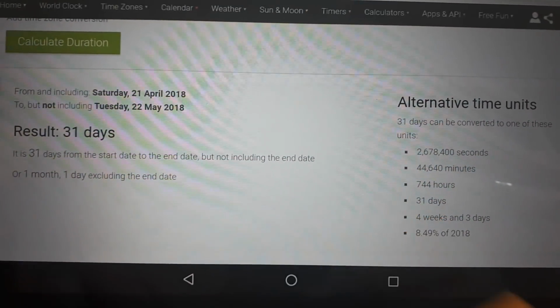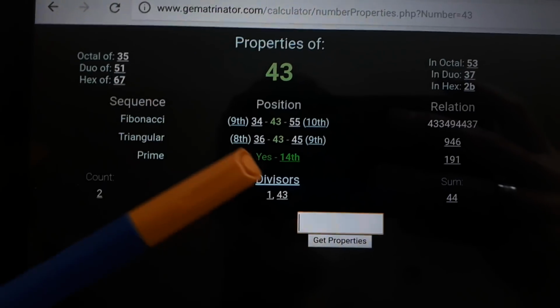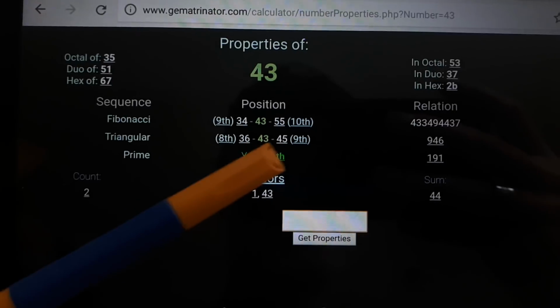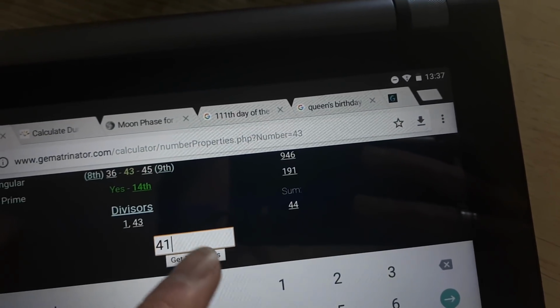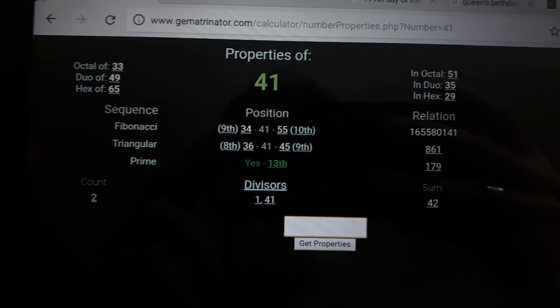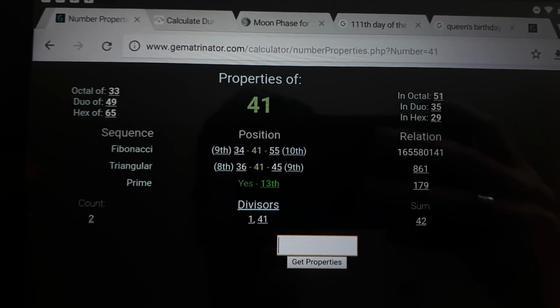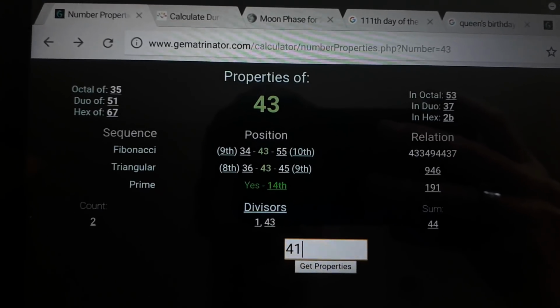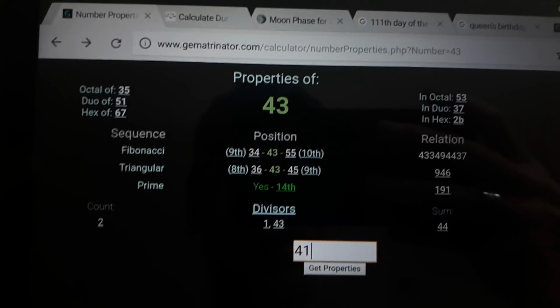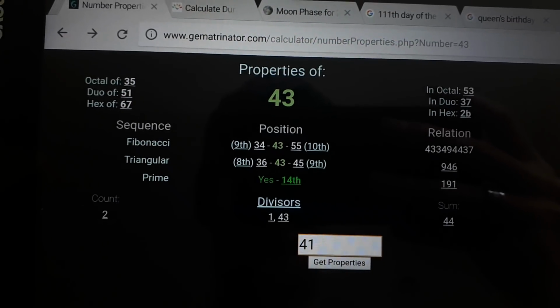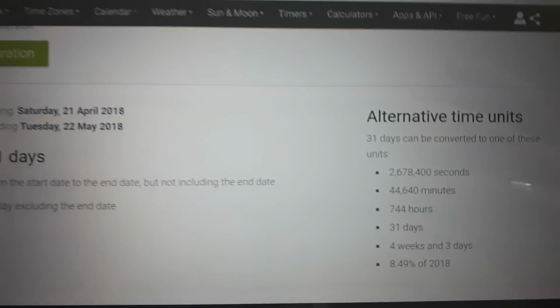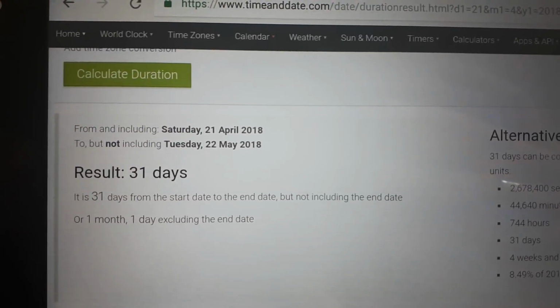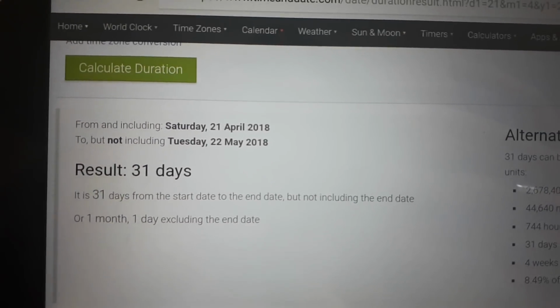Still on 4 weeks, 3 days, 43. That's the 14th prime. So she's 7-7. Backwards it's 41. You still go back to time on that one. 13th prime. See how that works? 43, 4 weeks, 3 days. 14th prime, reverse the 14, 41. 4 weeks, 3 days. Queen's birthday to the 225, 31 days.